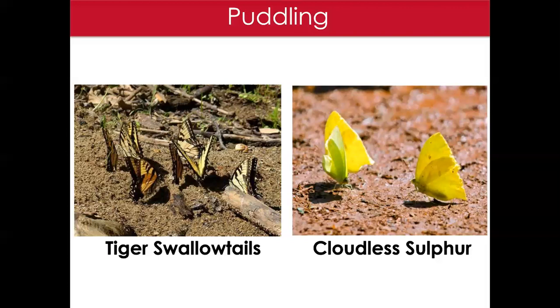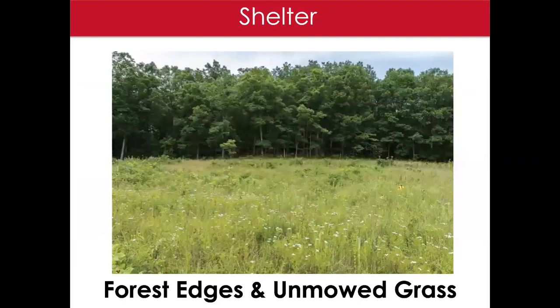make a bare spot in the area of your pollinator garden, and you can just wet it with your hose or with a bucket or whatever and make it muddy. And these are two examples of butterflies that really like mud puddles because they can get nutrients from it. So on the left, you have tiger swallowtails and cloudless sulfur butterflies. But overall, this type of setup will benefit many pollinators though. And then shelter, right?